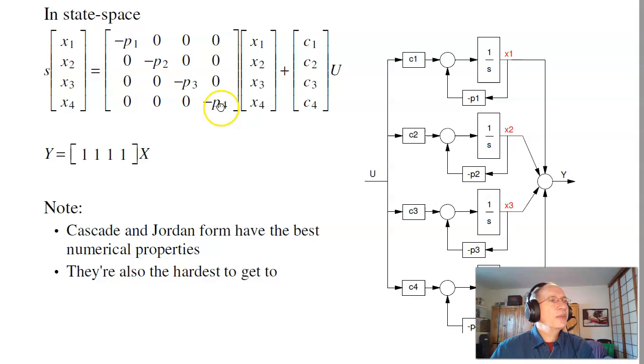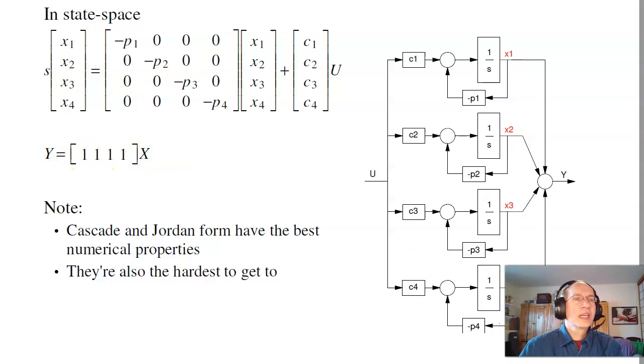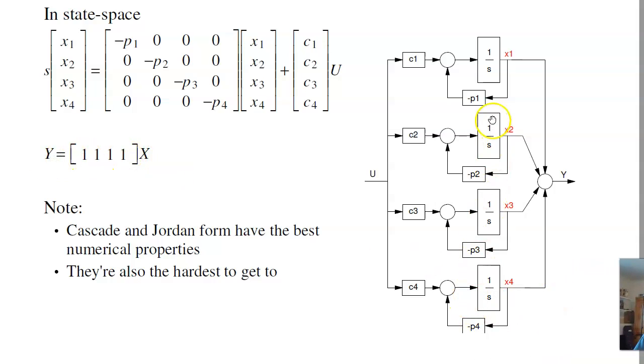In matrix form, it looks like the following. This is a diagonal matrix. The input u affects all 4 states. Those 4 states have 4 weightings, and they all get added together to produce y. In terms of block diagrams, simple systems work better than complicated systems. These are 4 decoupled first-order systems. Can't get much simpler than first-order systems added together. So this has the best numerical properties, and by Murphy's law, this is also the hardest to get to.